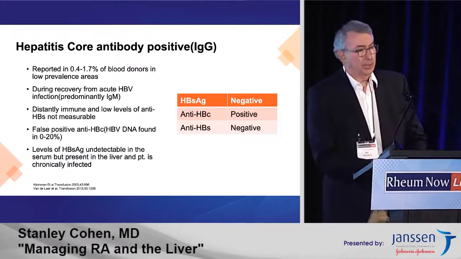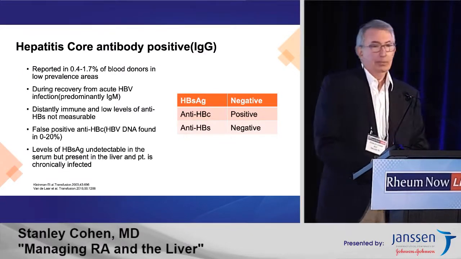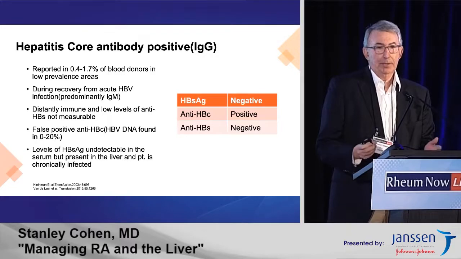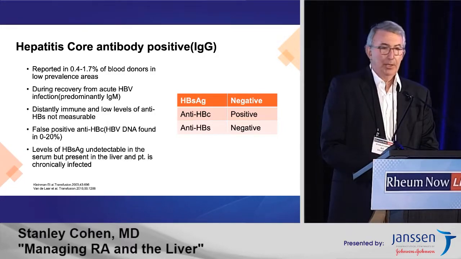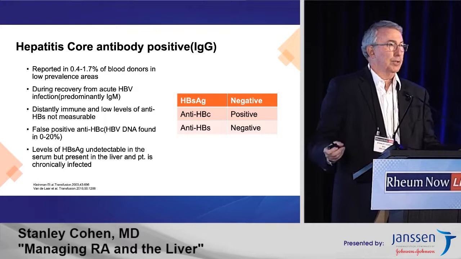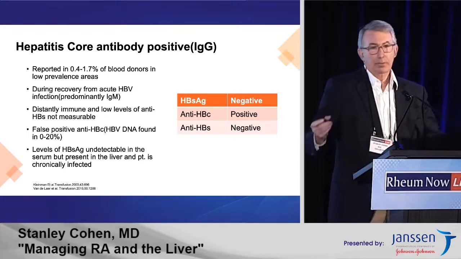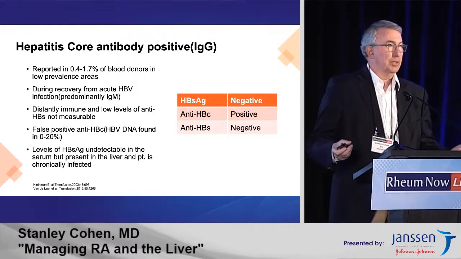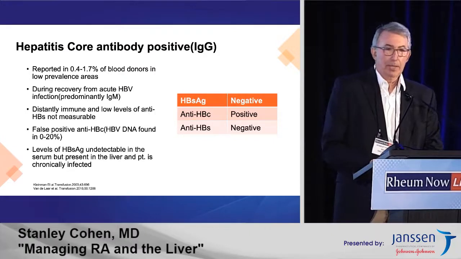So what about those patients? You're doing the hepatitis panel, you're doing your job, and you get a hepatitis core antibody positive IgG. The prevalence has been reported at about 0.4 to 1.7% of blood donors in low prevalence areas. We are a low prevalence area. If you're in India or the Far East, maybe 5 to 10% of people will be core antibody positive.